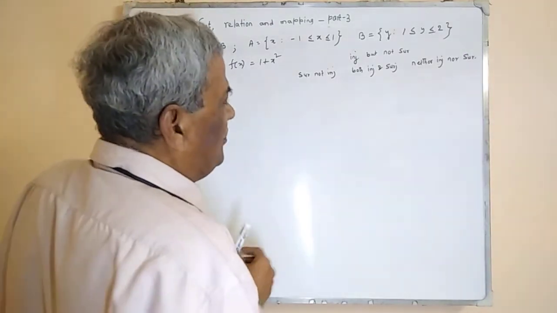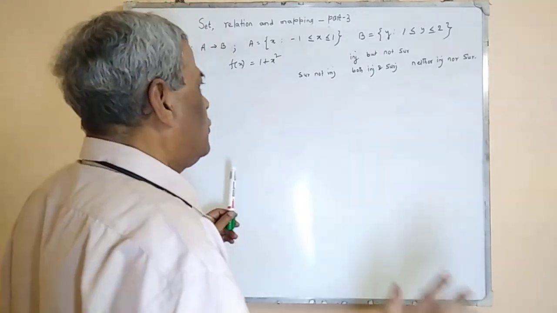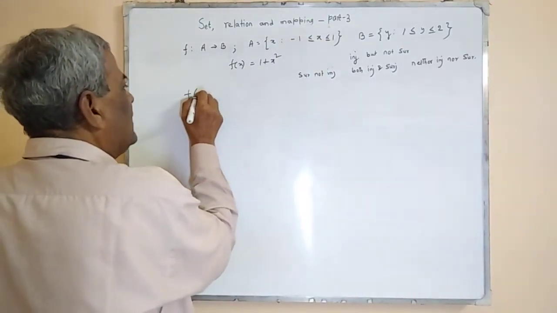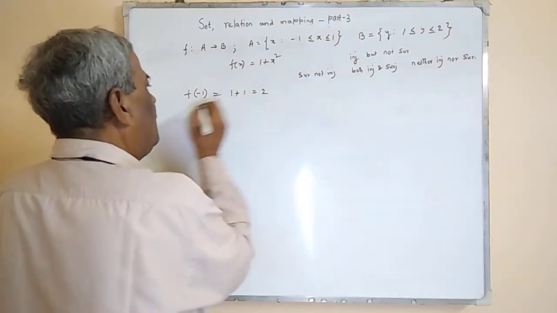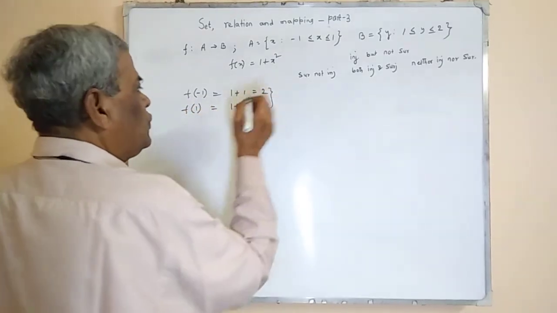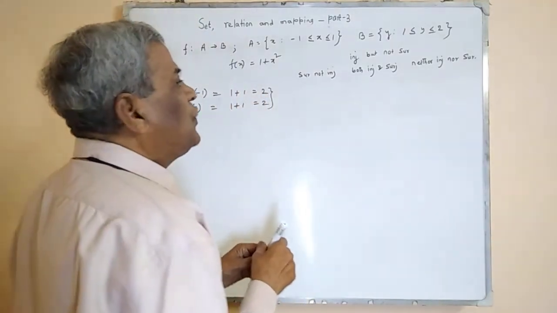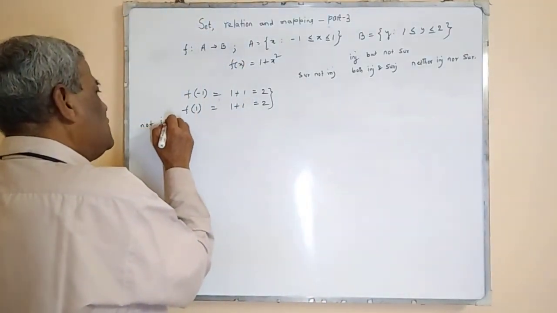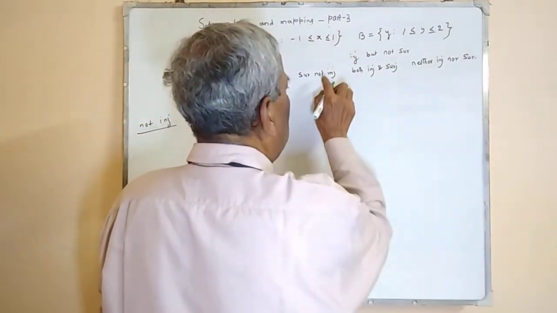First of all, let us see whether it is 1-1, meaning injective, or not. Very clear that f(-1) = 1 + 1 = 2. f(1), again 1 + 1 = 2. So these two points are mapped to the same point 2. So it is not injective. I write the result: not injective. So this option is not true.